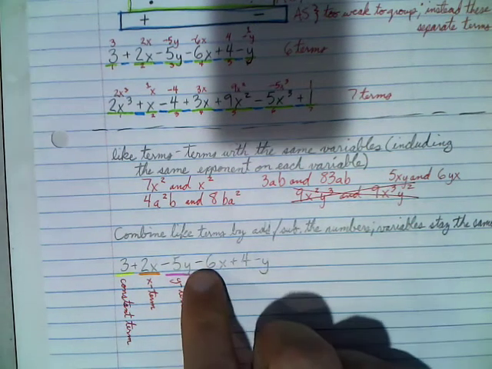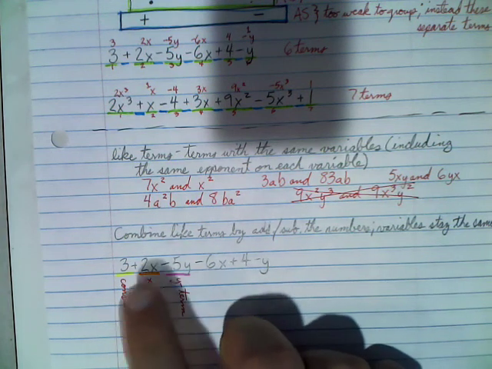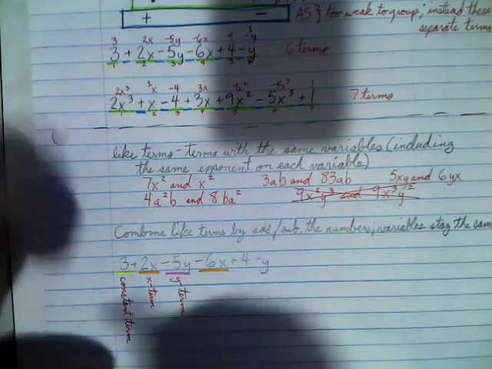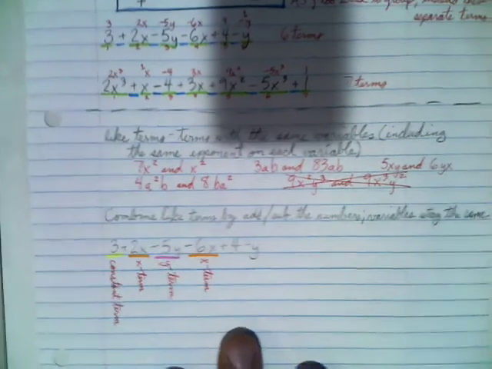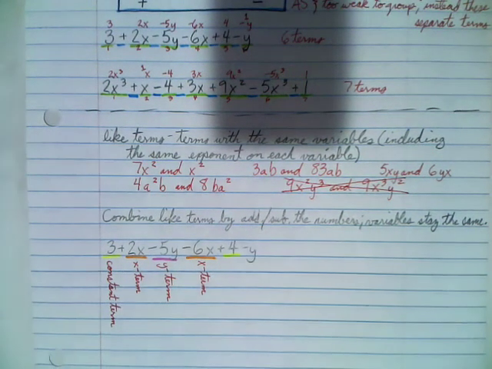Next up, I have a minus 6x. This has an x in it. If it has an x in it, then it's an x term. So that's like my orange one over there. So this is another x term. My 4 doesn't have any variables in it. This makes it a constant term. So we got another constant term.